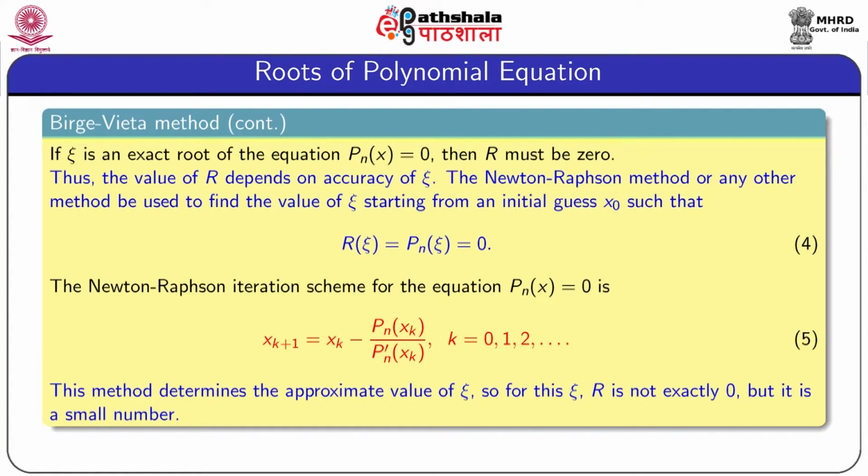This method determines the approximate value of xi. So, for this xi, R is not exactly 0, but as per principle the value of R is a very small number.